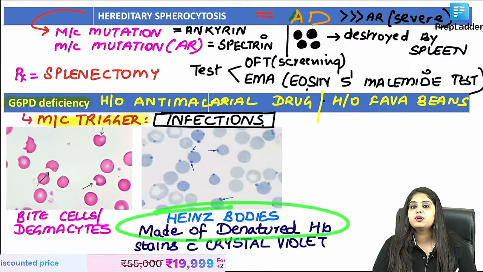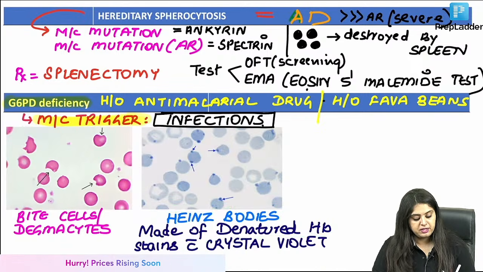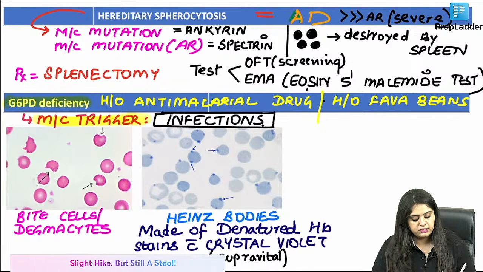Can you stain Heinz bodies on a Romanovsky stain? No, you cannot. What will you be using? We'll be using the classical crystal violet. What family of stains is crystal violet coming under? It is a supravital stain.